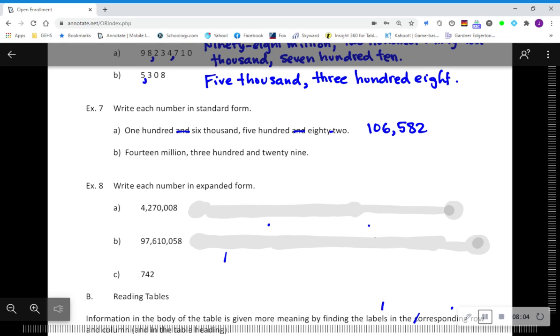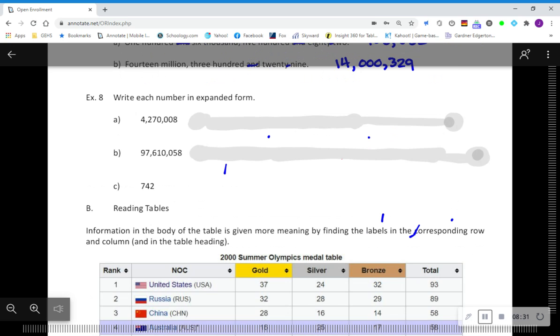The next one's a little trickier. We have 14 million. Let me take care of the issues here. I forgot the hyphen in 29, and I also put the word "and" in when I shouldn't have. But you might notice that there's no thousands here. No thousands mentioned. So I have to fill this period completely with zeros. 329. Okay, let me erase a few of the little stray marks that have come in here.